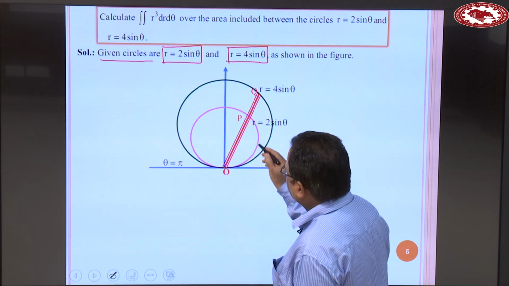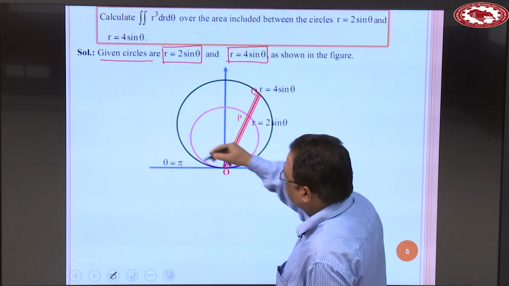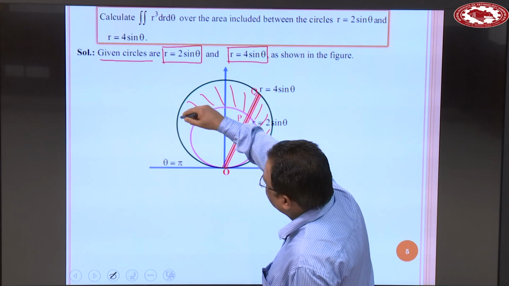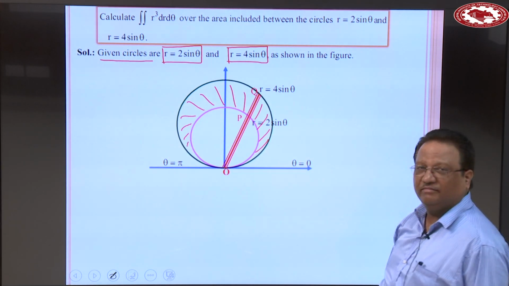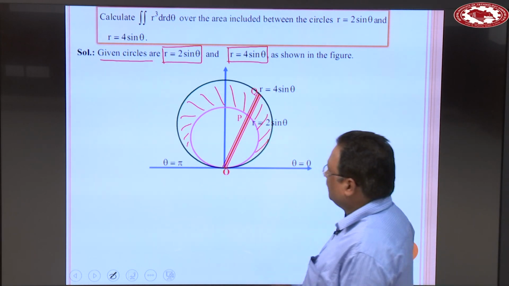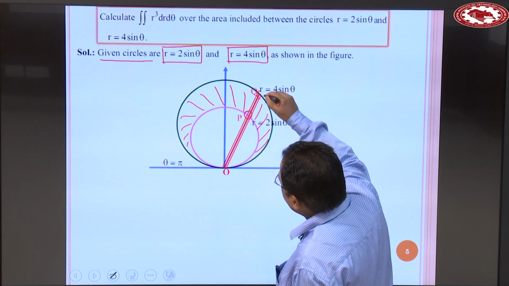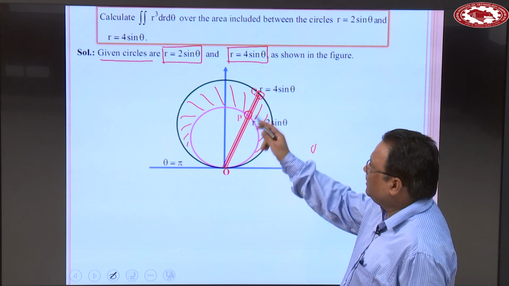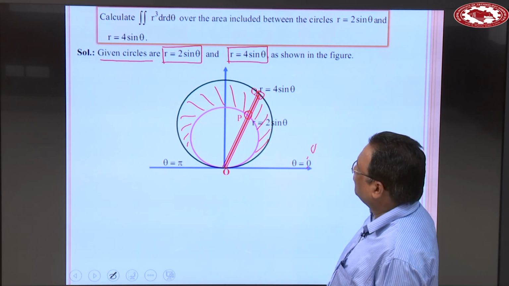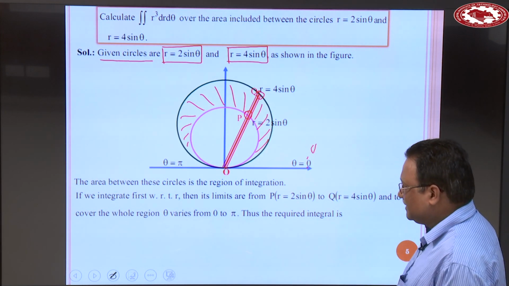So r is equal to 2 sin theta is this inner circle and r is equal to 4 sin theta is this outer circle. So in between these two circles, in this shaded area, evaluate this double integral problem. We consider one strip from P to Q, from r1 to r2, where r1 here is 2 sin theta and r2 here is 4 sin theta, clear? So the area between these two circles is the region of integration.